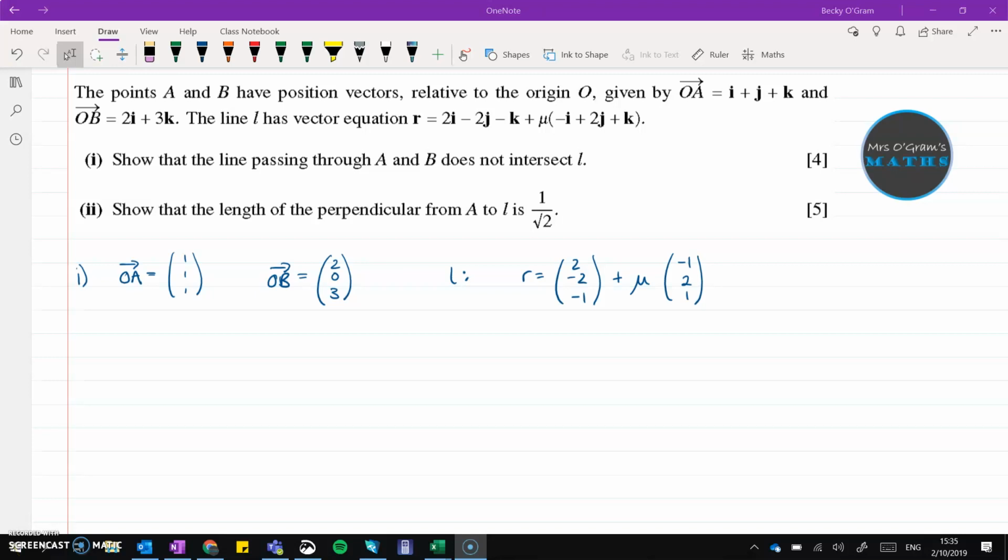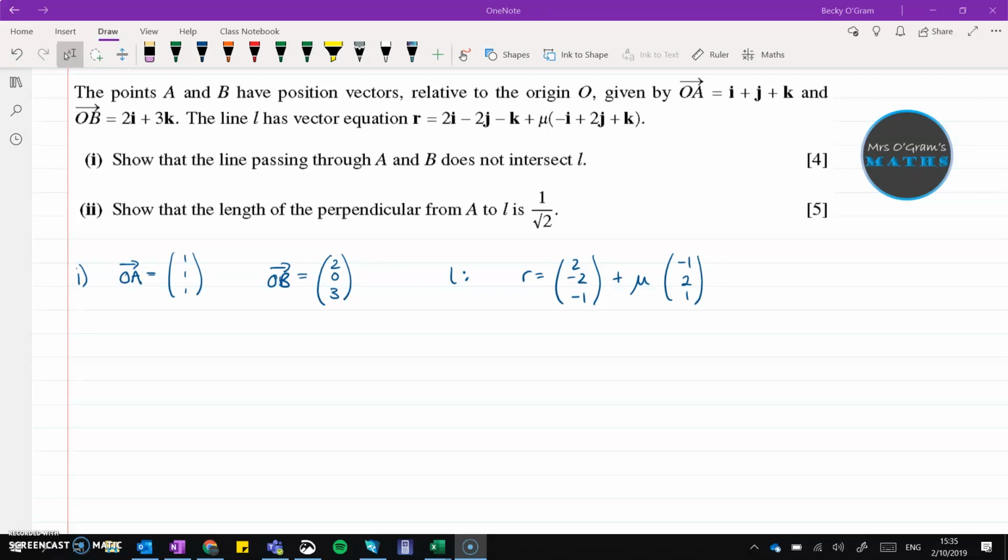I much prefer to deal with vectors when they're in column vectors. That's why I've rewritten out the information in the question rather than them being in IJKs. I just find them easier to think about. So we want to show that the line passing through A and B does not intersect L.